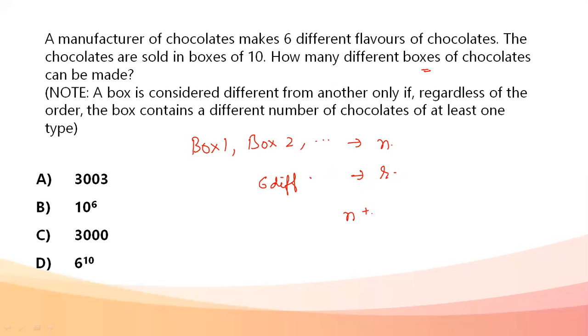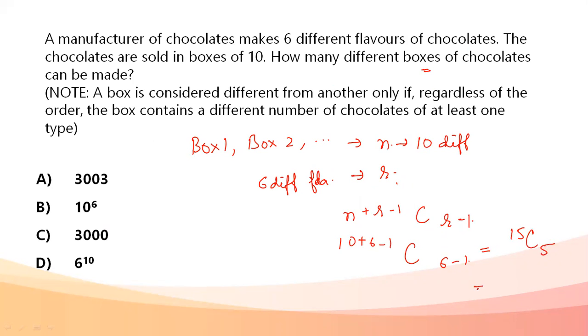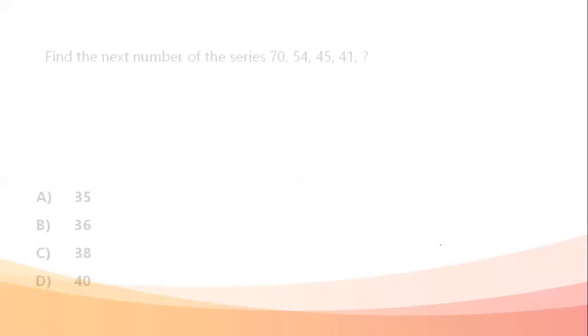We will be using n plus r minus 1 c r minus 1. Okay, n identical objects, that is 10 boxes, and 6 different flavors. This is what we have to do. So this becomes 10 plus 6 minus 1 c 6 minus 1. So when we calculate it, this becomes 15c5. On calculation comes out to be 3003. My answer is option A. And n objects to be arranged in r different ways can be done in n plus r minus 1 c r minus 1. Answer is 3003. Next question.